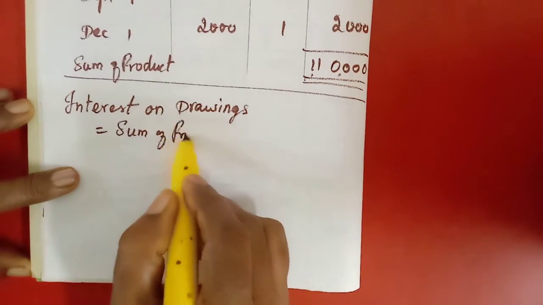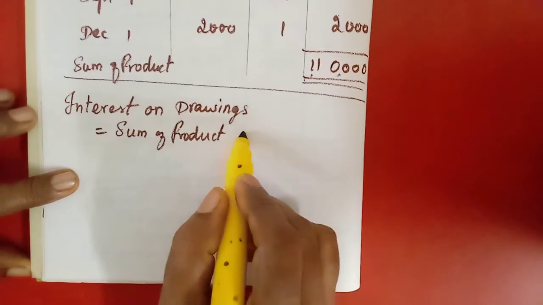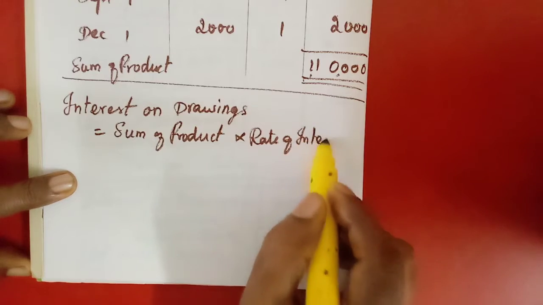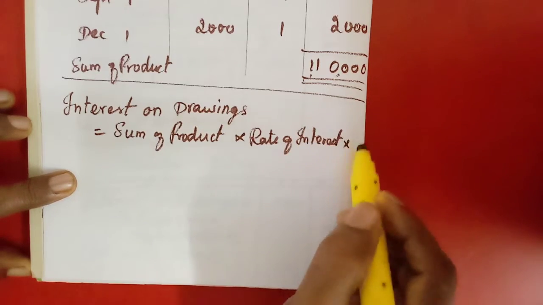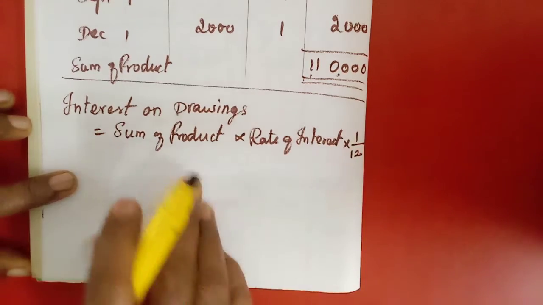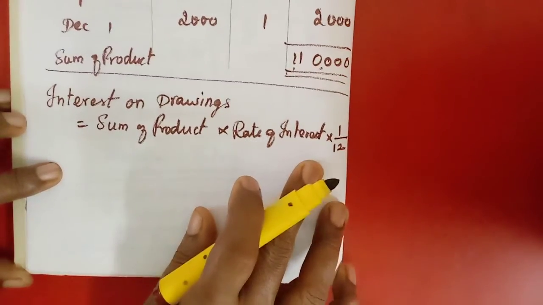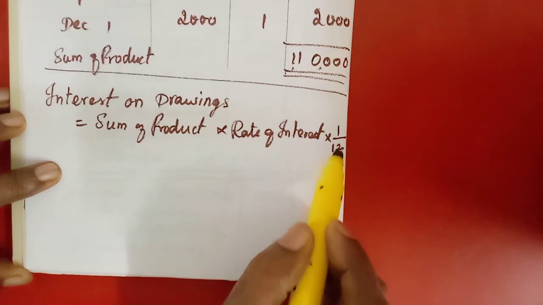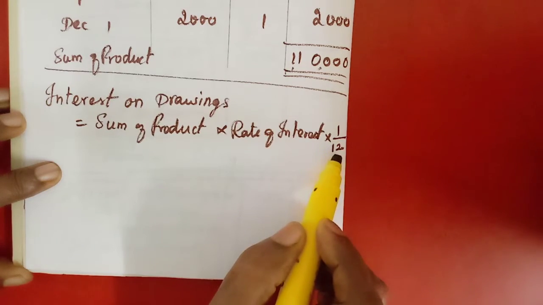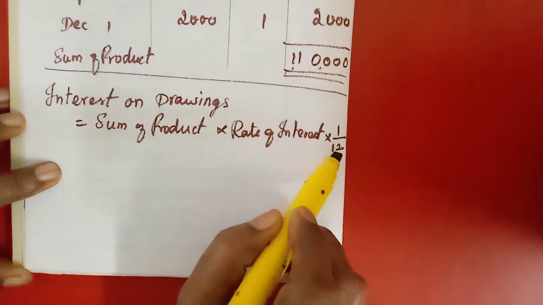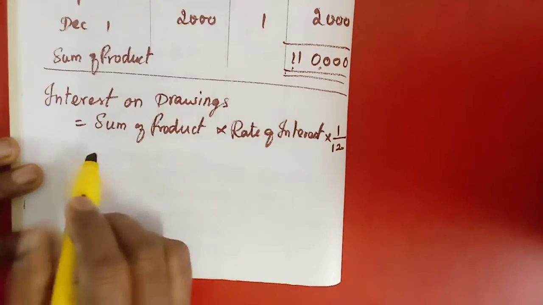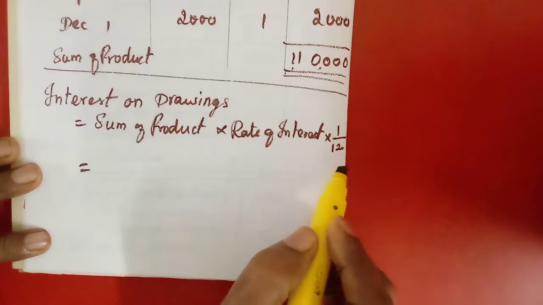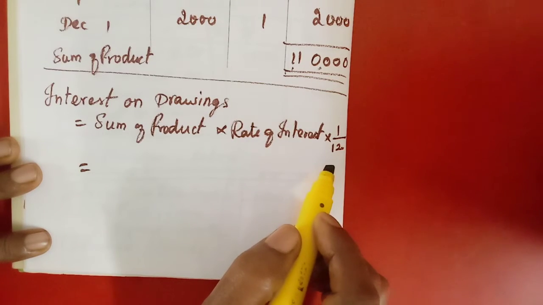Sum of product into rate of interest into 1 by 12. We are calculating for the average. Since we have multiplied this by months, we need to write 1 by 12. For 1 month only we need to calculate. If we multiply by the number of days, then we need to write 365 or 366.